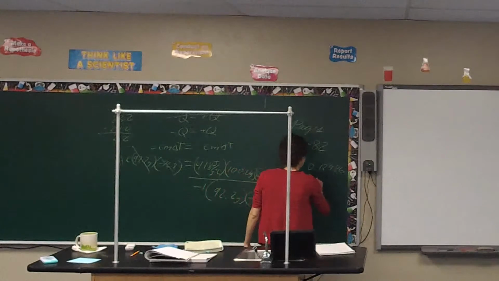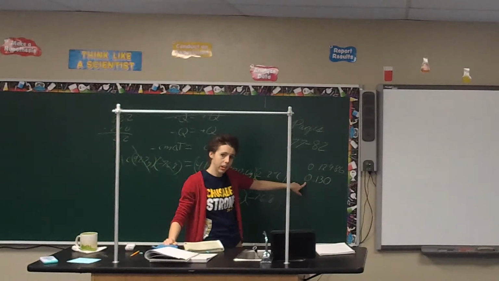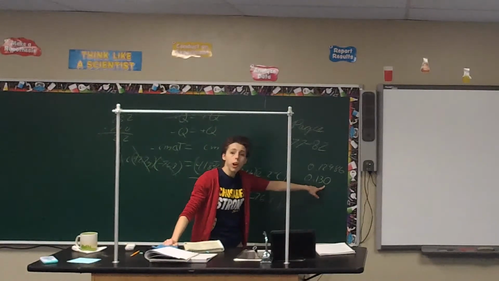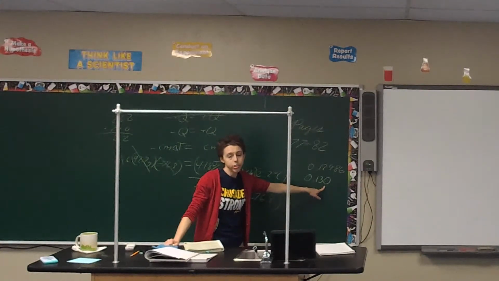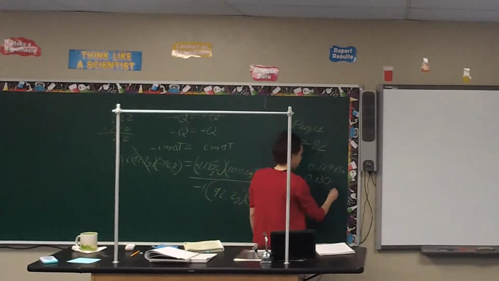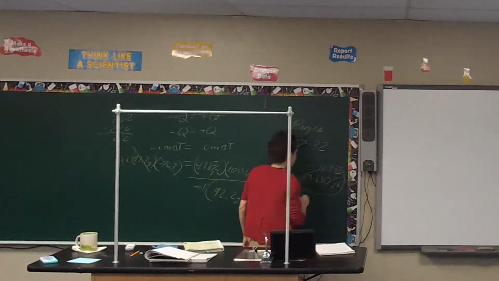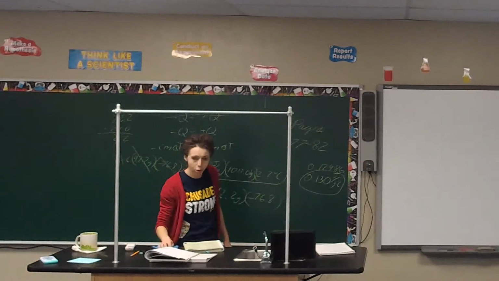Alright, 0.130. Now remember, why does this 0 count but not this 0? Right, because it's to the right of the last non-zero digit, and there is a decimal point. And then my units are joules per gram degrees Celsius. So that becomes my final answer for this problem.